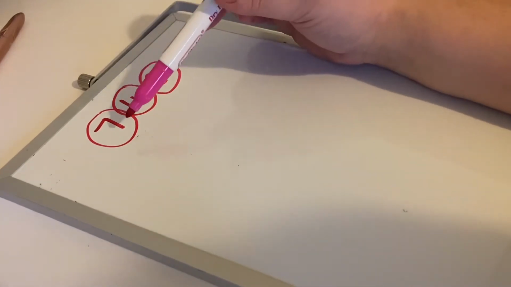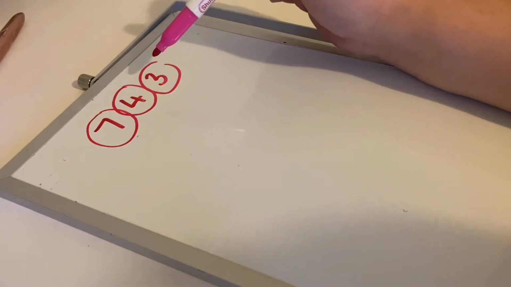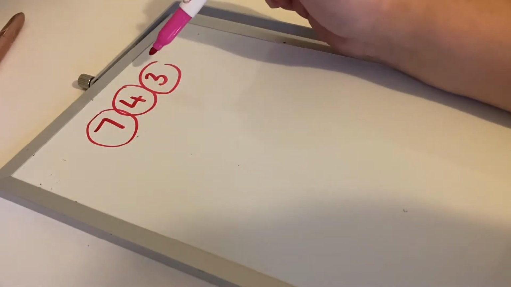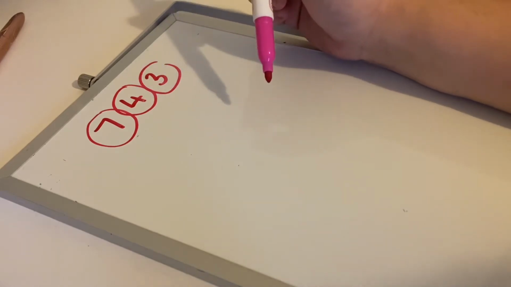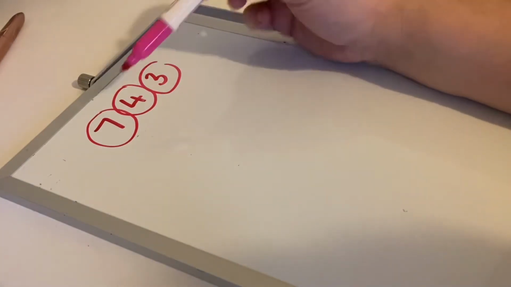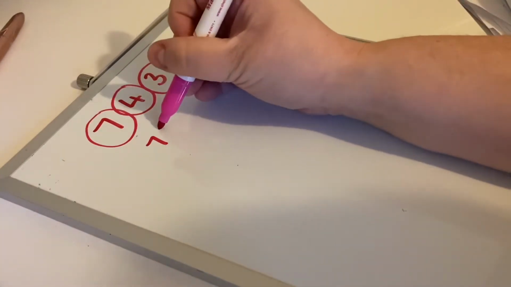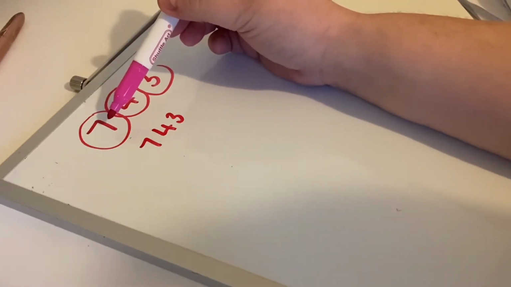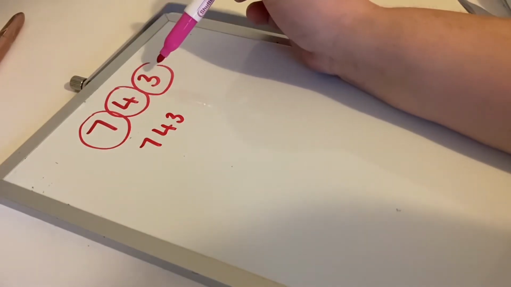So I've chosen my 3 digits here. I've not bothered drawing stars, but you can feel free if you wish. So I've got 7, 4 and 3. And the first question is, what is the largest 3-digit number you can make? So in that case, it would be 743, because the biggest digit is the 7 for 700, then 40, then 3.